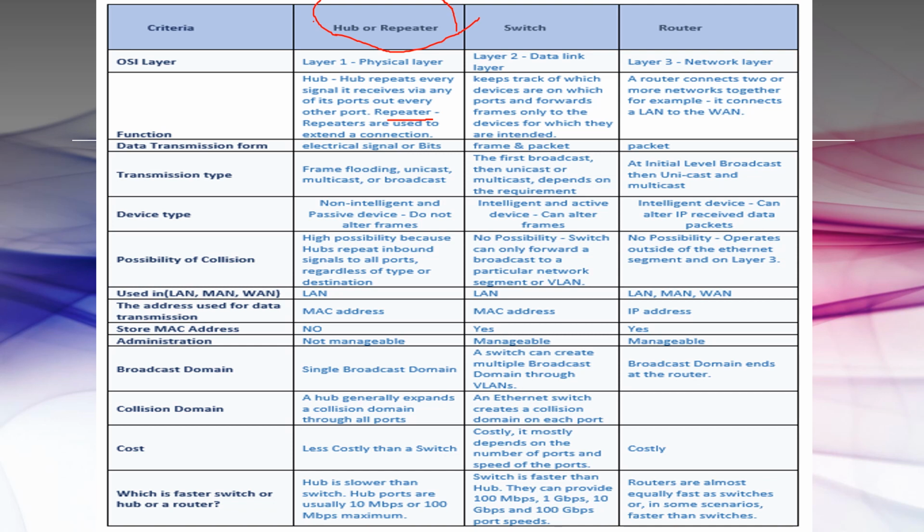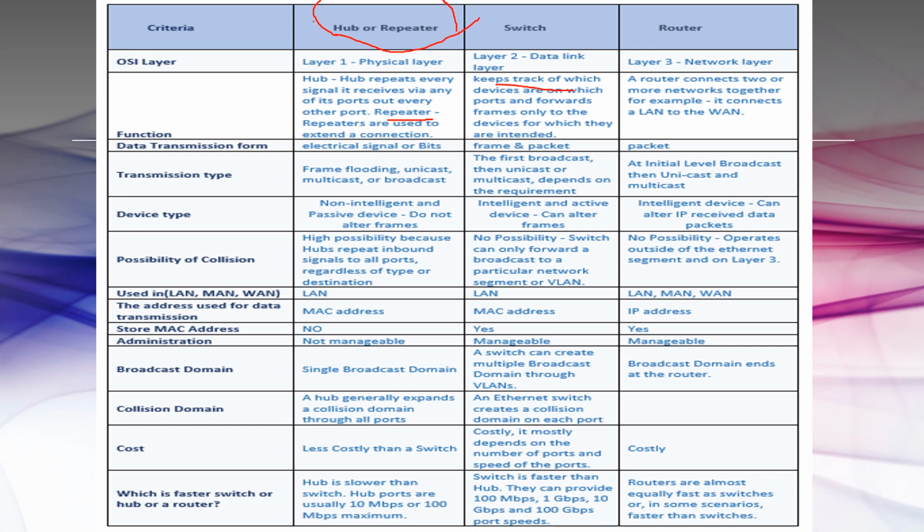And the switch keeps track of which device is connected to which port. So it has a MAC table. According to the MAC table, we can find out to which port which device has been connected. A router is similar to a switch. A router connects two or more network segments, either LAN to WAN or WAN to LAN.